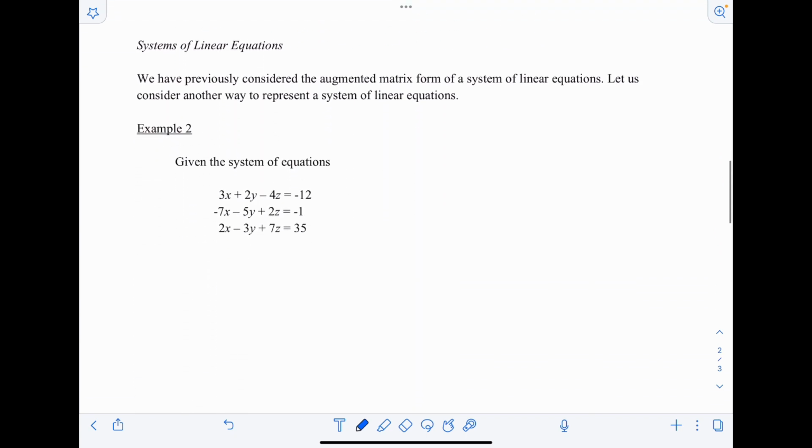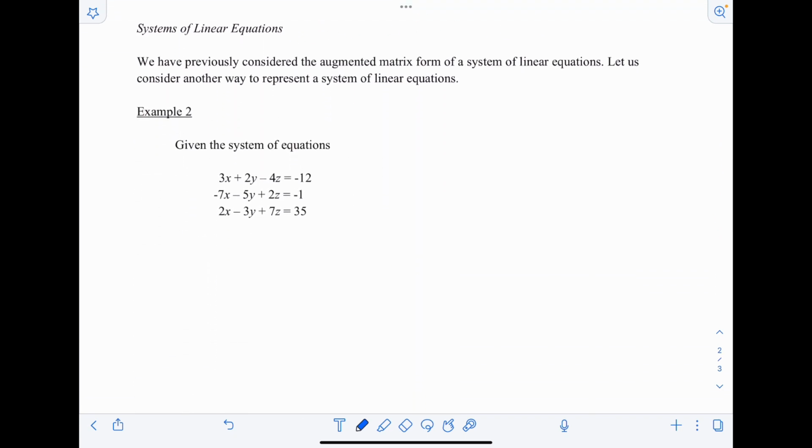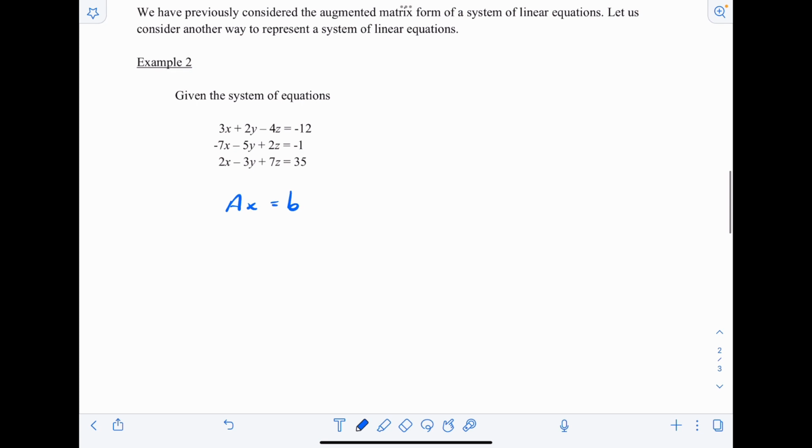So let's go ahead and look at systems again. We obviously looked at this in the last chapter and looked at how to use matrices, that augmented matrix with Gauss-Jordan elimination, to solve a system. And what I want to do here is show another way to represent a system like this using matrices. We're going to consider the form AX equals B. The idea being that A is your coefficient matrix, X is a matrix of our variables, and B is a matrix of what the equations equal.